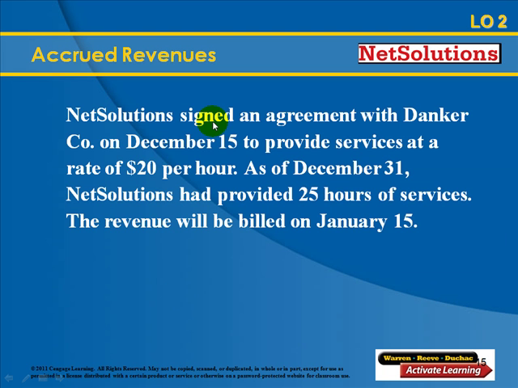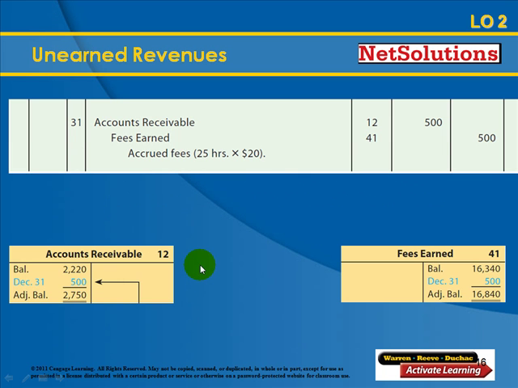Net Solutions signed an agreement with Danker Company on December 15th to provide services that are rated $20 per hour. As of December 31st, Net Solutions had provided 25 hours of services. The revenue will be billed on January 15th. Let's go ahead and record some accrued revenues. We will debit the accounts receivable account for $500 and credit fees earned for $500. That's the 25 hours times $20, $500. Debit to accounts receivable, a credit to fees earned.